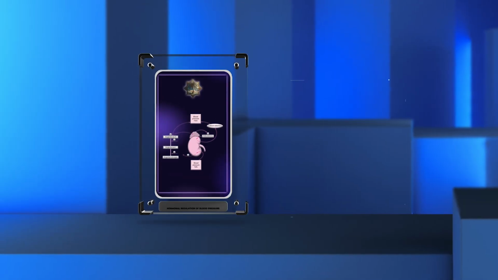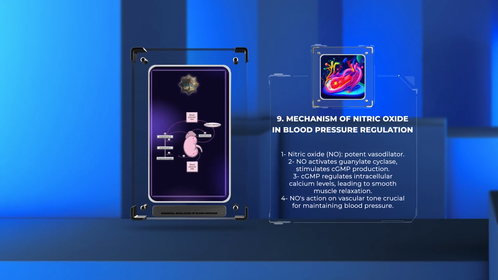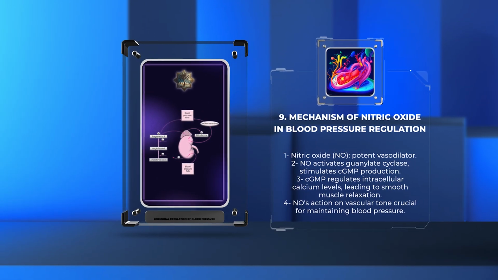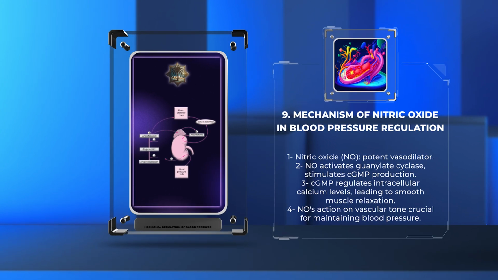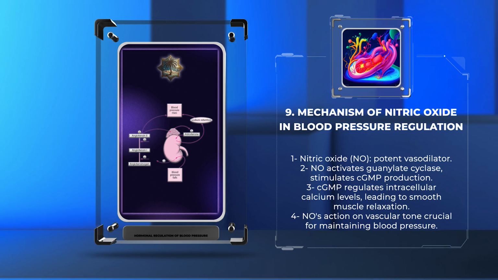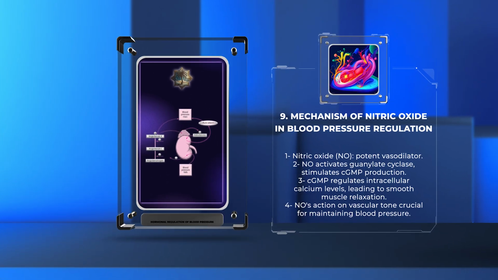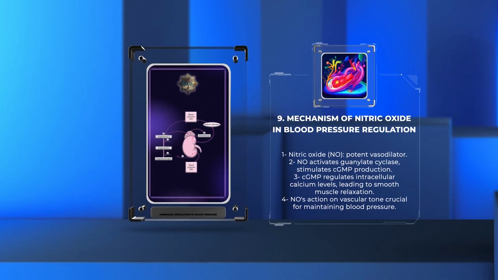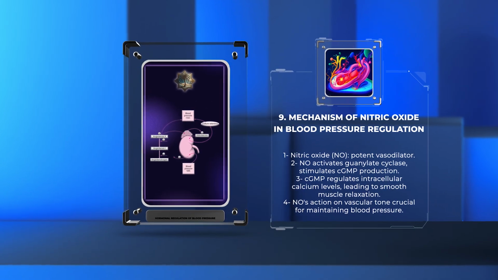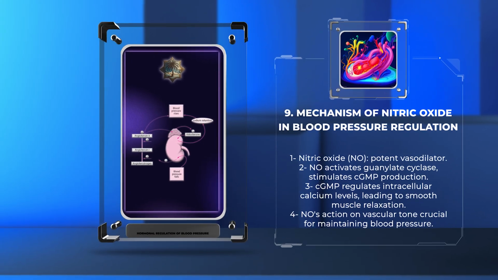Nitric oxide, NO, synthesized by endothelial cells, is a potent vasodilator. NO diffuses into smooth muscle cells, where it activates guanylate cyclase, stimulating the production of cyclic guanosine monophosphate, cGMP. cGMP regulates intracellular calcium levels, leading to smooth muscle relaxation and subsequent vasodilation. The action of NO on vascular tone is crucial in maintaining blood pressure within normal limits.